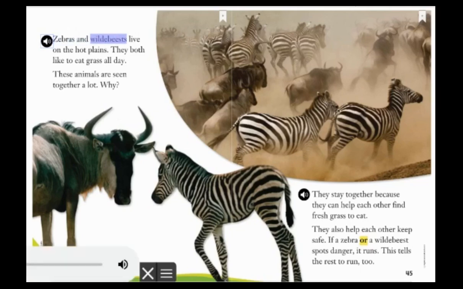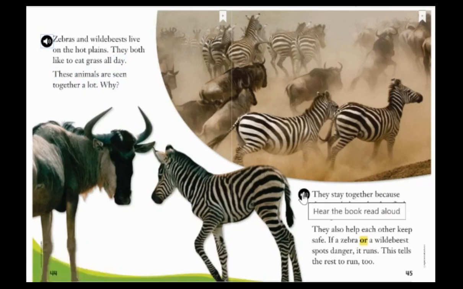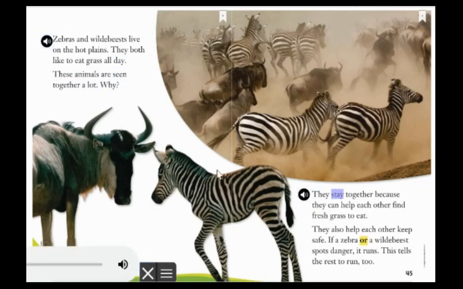Zebras and wildebeests live on the hot plains. They both like to eat grass all day. These animals are seen together a lot. Why? They stay together because they can help each other find fresh grass to eat. They also help each other keep safe. If a zebra or a wildebeest spots danger, it runs. This tells the rest to run too.